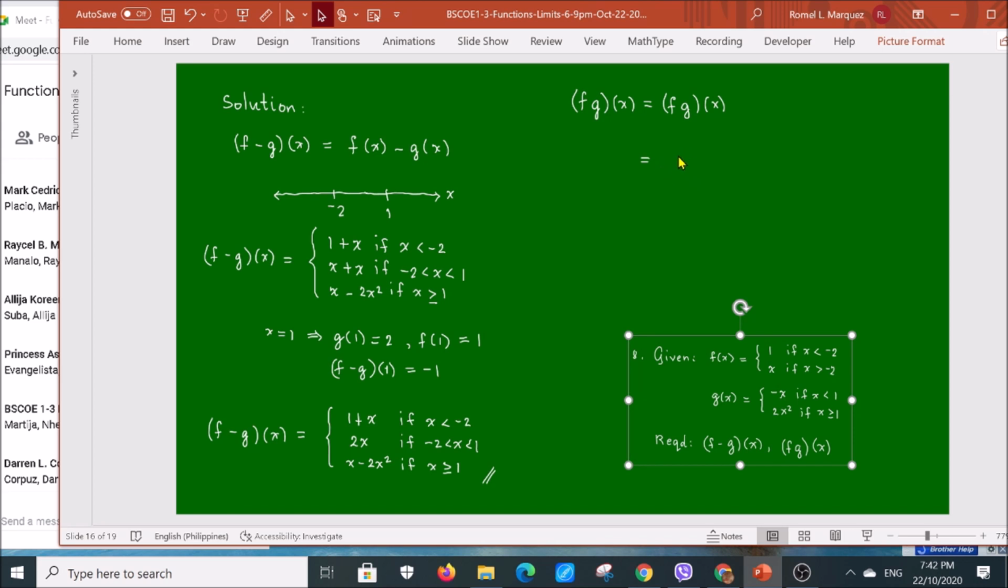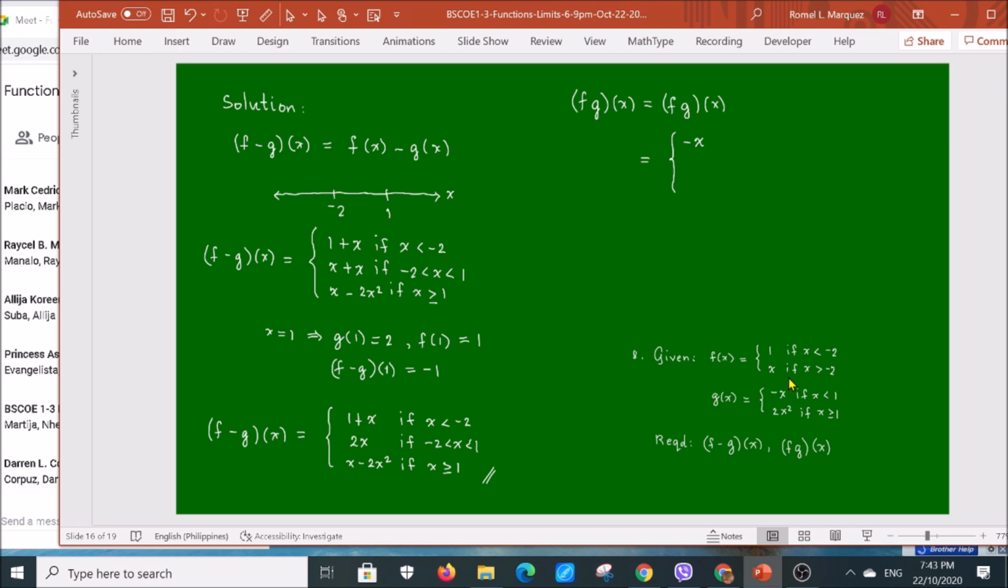So we have fg, f times g. So how do we multiply them? Again, there are 3 intervals. Let's consider the first interval, to the left of negative 2. What is to the left of negative 2? So f is 1 times negative x, because to the left of negative 2 is less than 1, so it is covered in less than 1. So negative 1 times negative x is negative x.